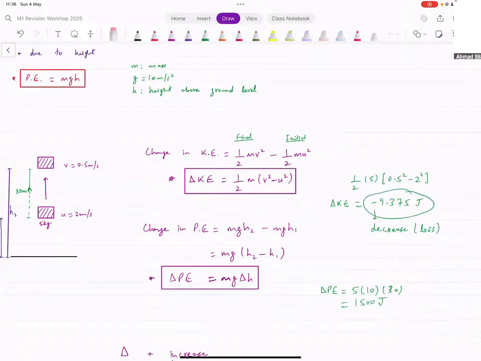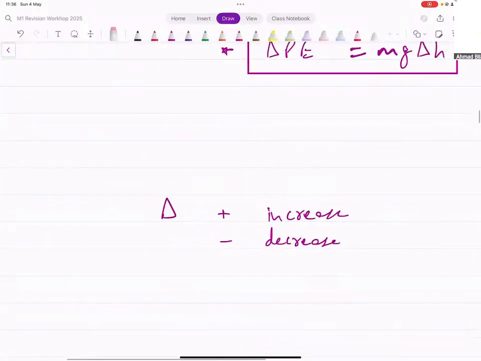The kinetic energy is decreasing. When the change is positive, that means the energy is increasing. So when the change is positive, that means it's an increase. When it's negative, that means it's a decrease. If you know that it's a decrease, make sure that you have a negative sign there. If you know it's an increase, you have a positive sign there.